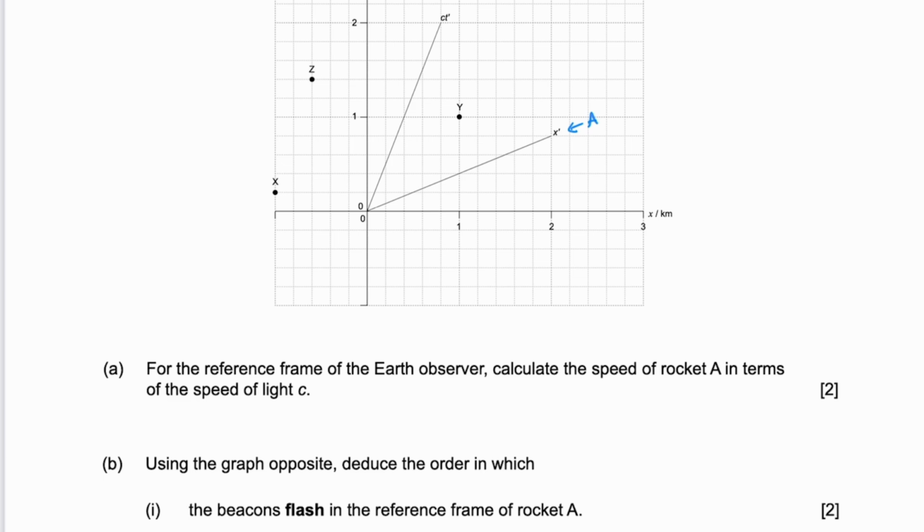A. For the reference frame of the Earth observer, calculate the speed of rocket A in terms of the speed of light c.